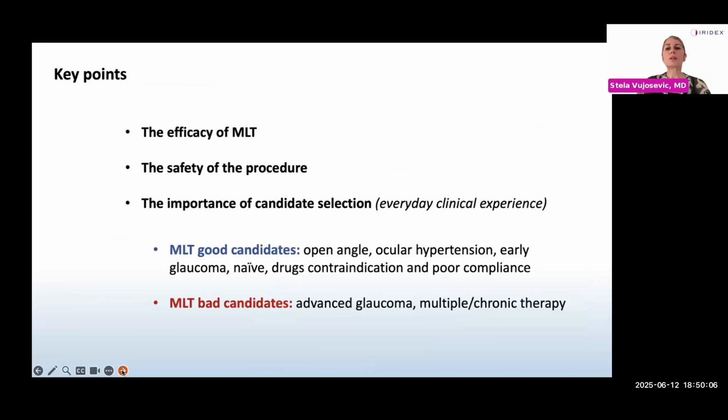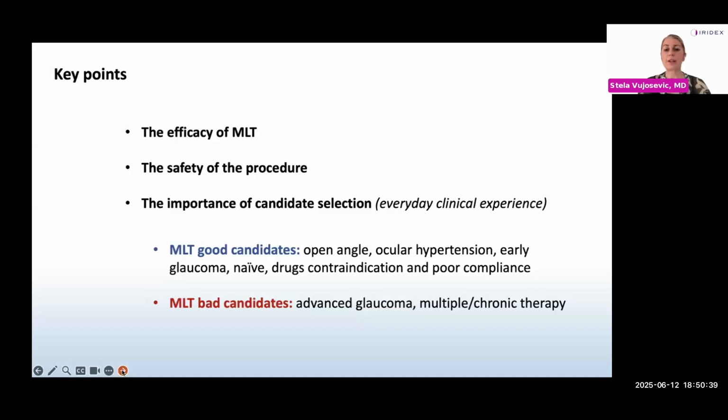So to conclude, I showed you some data, both in the literature and our own data, on the efficacy of MLT in, for example, ocular hypertension eyes. Also, this is definitely a safe procedure that can be easily done in everyday clinical practice. It is very important to select the patients very well, and that is based on our clinical experience.